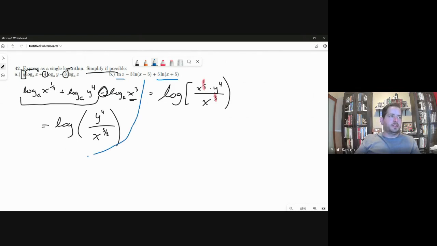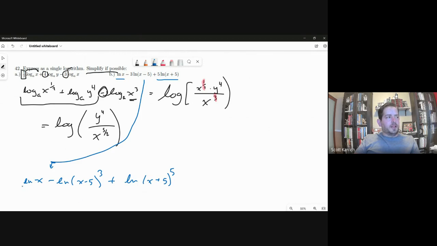So let's rewrite this as natural log of x minus the natural log, and I'm going to write this as x minus 5 all to the third. Take that 3 up there as a power. On the next one, take the 5 up as a power, so natural log of x plus 5 to the 5th.